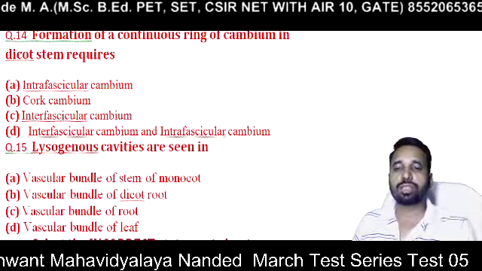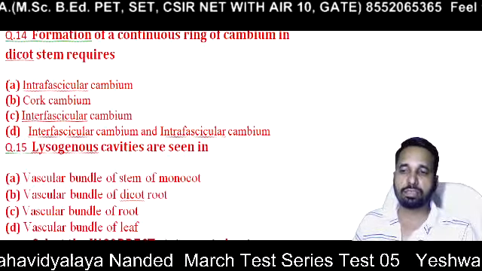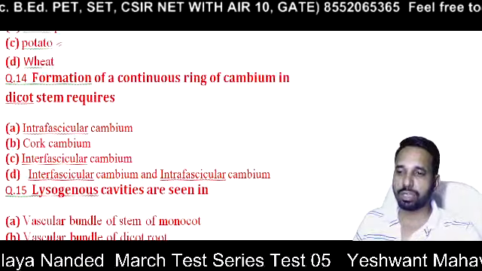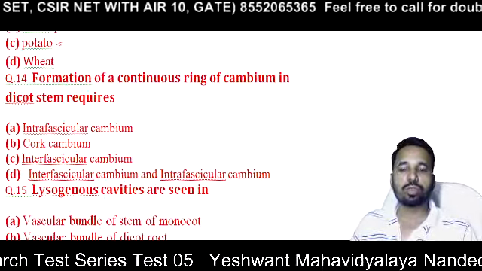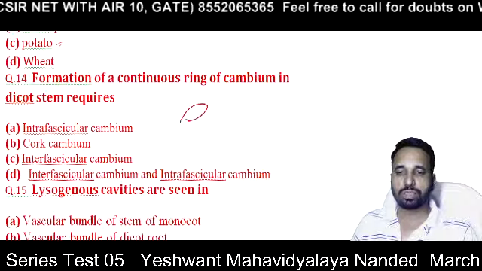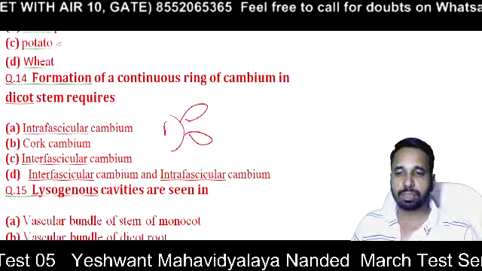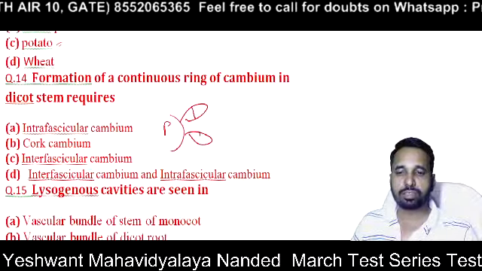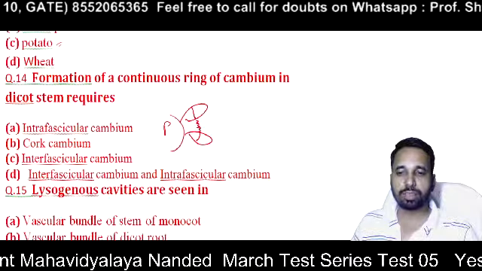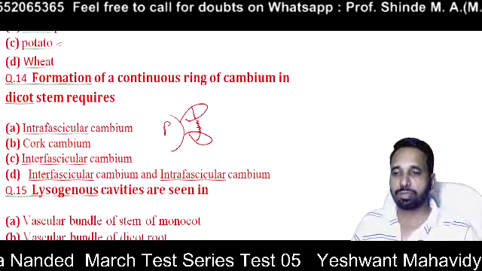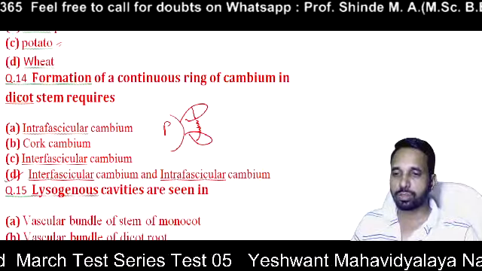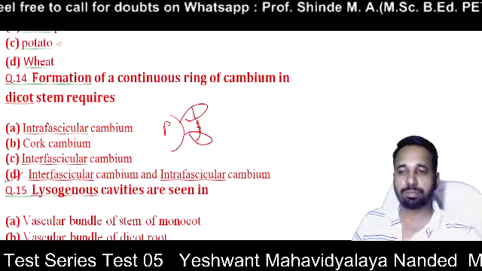Next, formation of a continuous ring of cambium in the dicot stem requires what? As I told you, suppose these are the vascular bundles, and here is the pith. This part is called intrafascicular, whereas this part is called interfascicular. In this way the complete vascular cambium forms. So the answer must be the last option, inter and intrafascicular cambium.